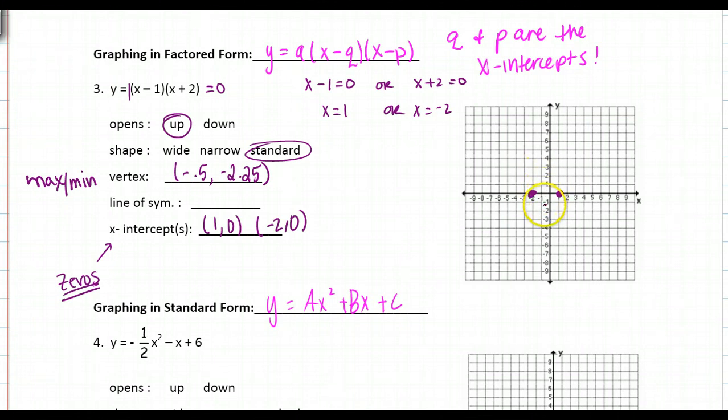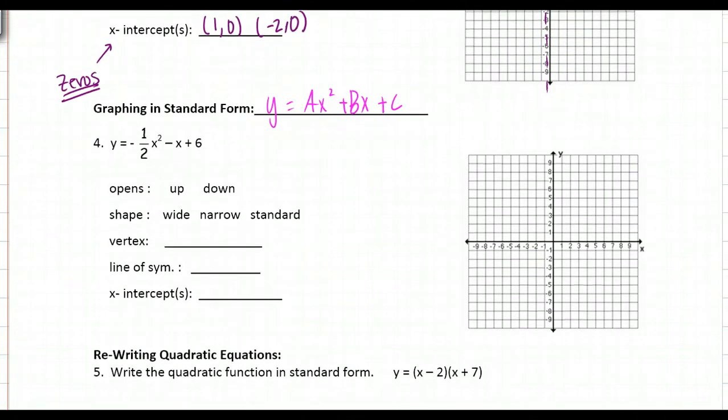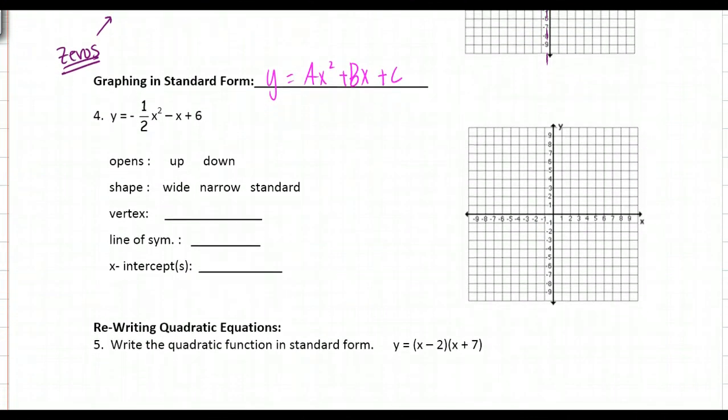So negative 0.5 and negative 2.25. So that means my line of symmetry is x equals negative 0.5. So I can draw my line of symmetry and draw my graph. So that's how you do it when you have factored form. When we have standard form, we do something pretty similar.